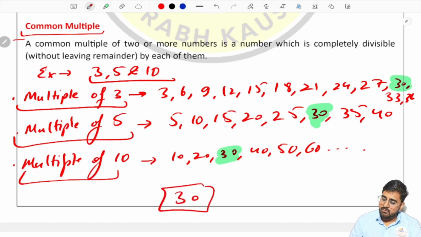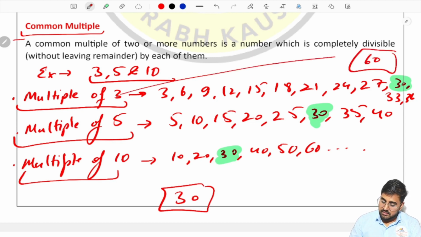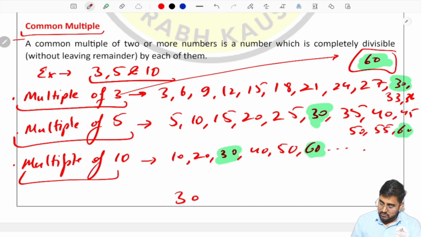Now when we move ahead, there will be a 60 at 3 and here also 60. You can count 45, 50, 55 and 60, and here also you have 60. This is also a common multiple and so on.